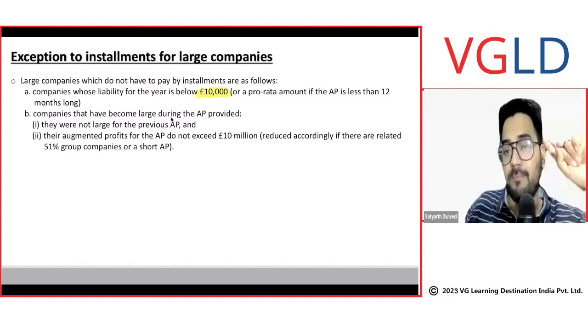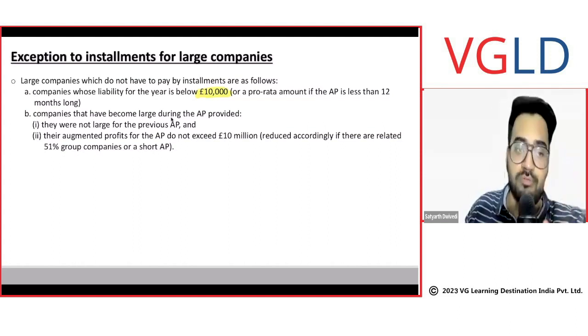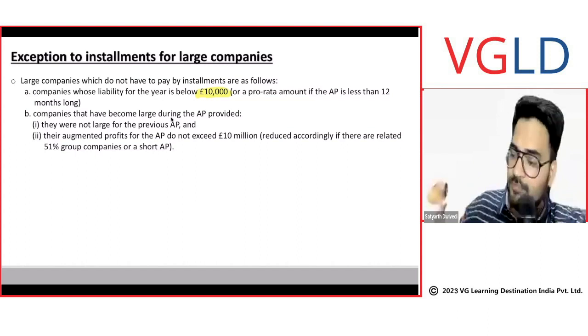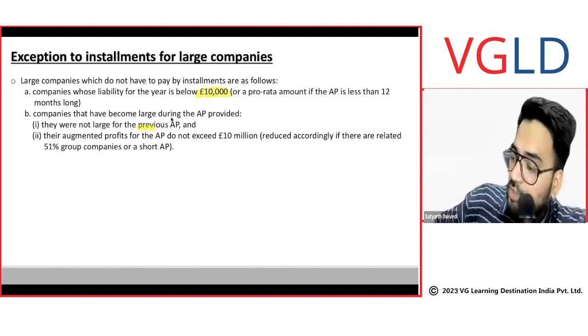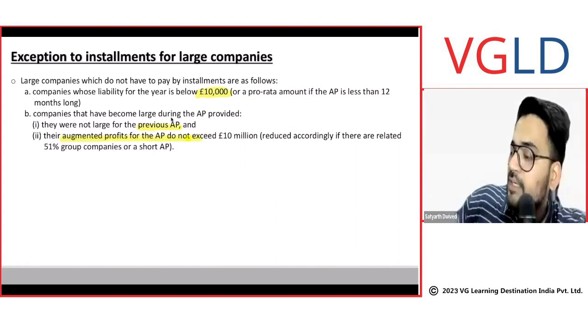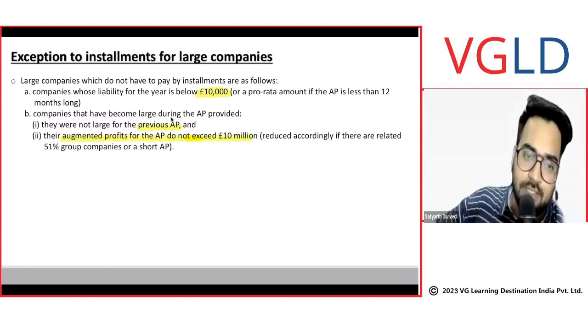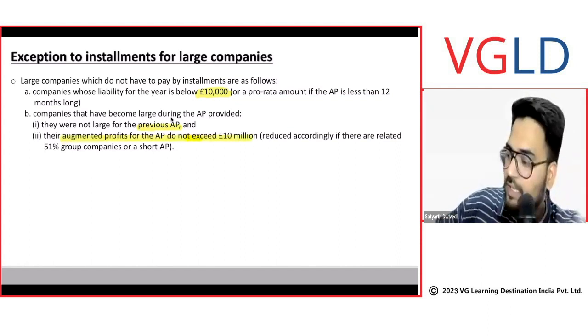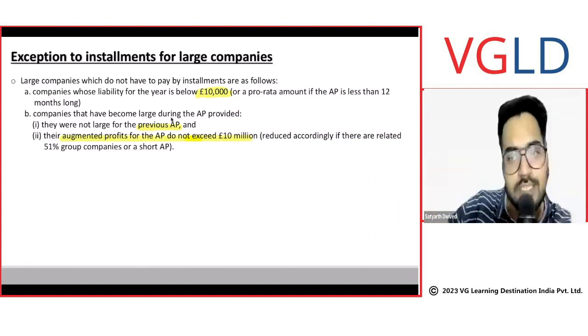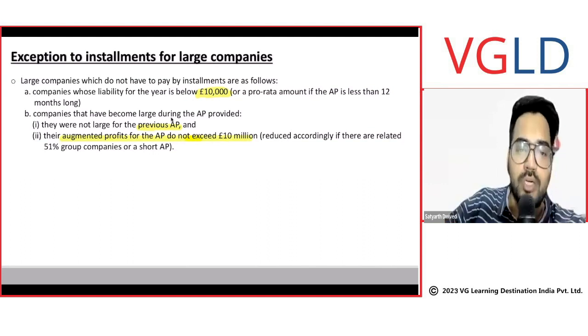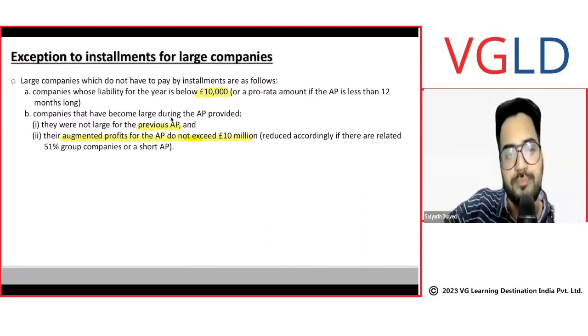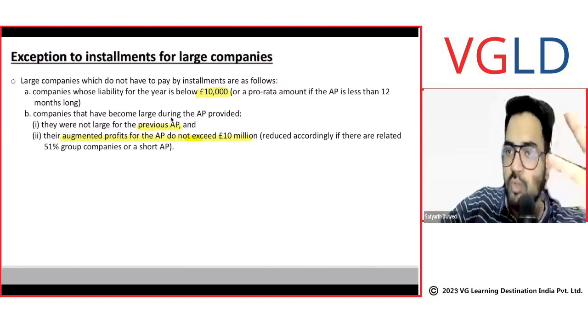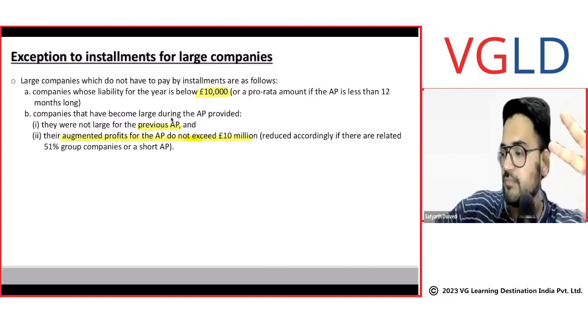But two conditions must be fulfilled. If you become large during the AP, first of all, you were not large for the previous AP and your augmented profit for the AP does not exceed 10 million, right? And if there is a 51% group company, then this 10 million will also be prorated or reduced, right? So, two exceptions.